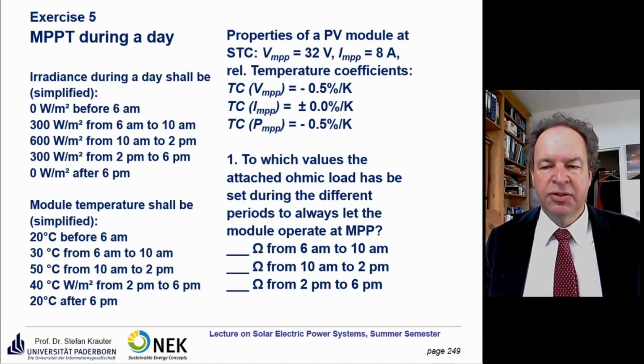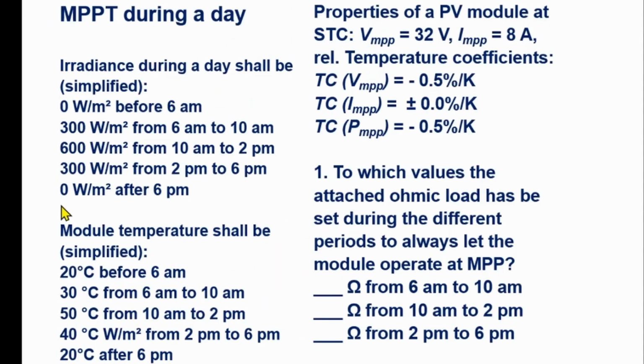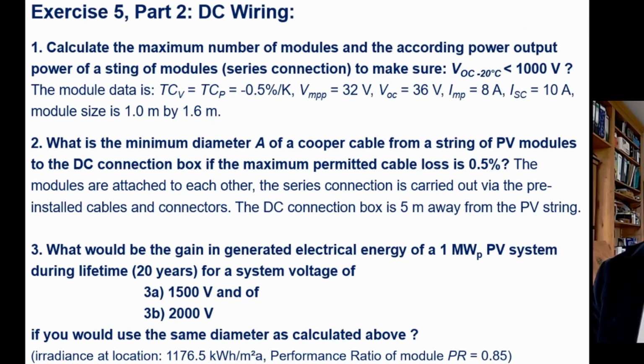So we come now to the exercise. The first part is like before: we have the same irradiance profile and temperature profile, but now we see the adaptation of the optimal resistance, so we stay in the maximum power point. For the different cases, you should calculate the different values of the resistor. The next part is for DC wiring.